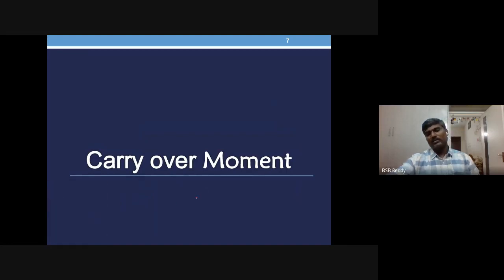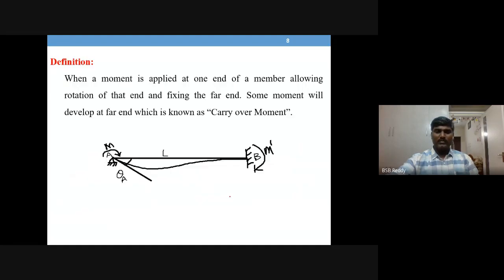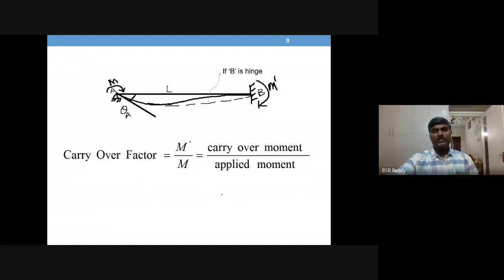So I'll just go back to the last sessions. What is required to carry out the moment distribution method? You need to know carryover moment. So what is carryover moment? It is when you apply a moment at one end. If the far end is fixed, some moment will be carried forward to the fixed end. That is called carryover moment.